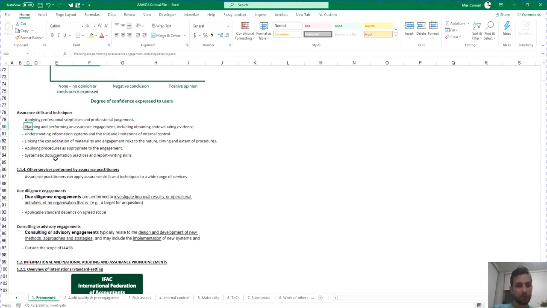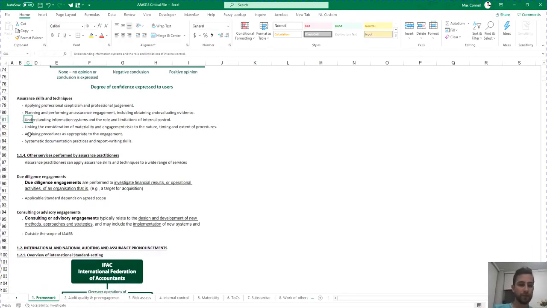Number two, planning and performing an engagement, including obtaining and evaluating evidence. So you need to actually plan it, perform it, and obtain evidence. Understanding IT systems and the role and limitations of internal control. Control is a big concept, which we'll talk about later. Linking the consideration of materiality and engagement risk to the nature, timing, and extent of procedures.